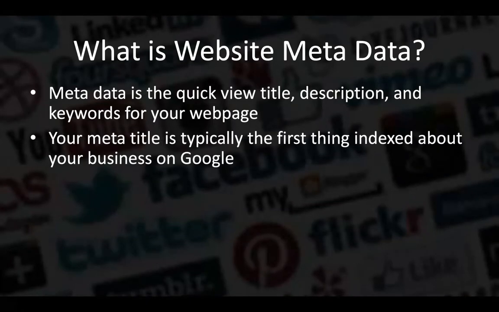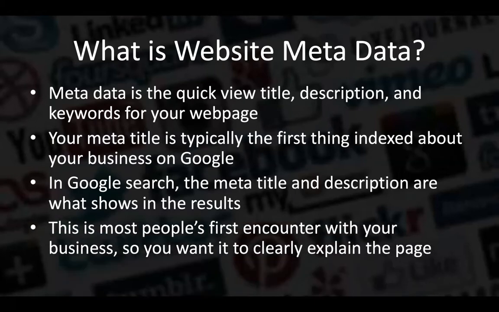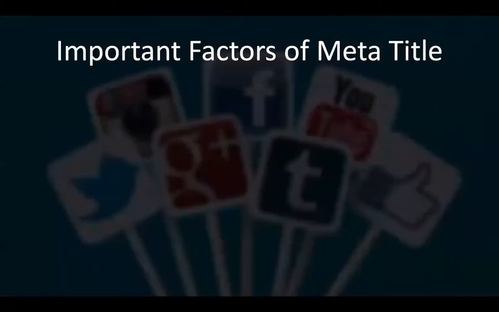Your meta title is typically the first thing indexed about your business on Google. In Google search, the meta title and description are what shows in the results when people search for your type of business. This is what most people's first encounter would be with your business, with your website. So you want to make sure that it's very explanatory and really gets to the point of what your business is about. Now, there are some important factors of what a meta title is.